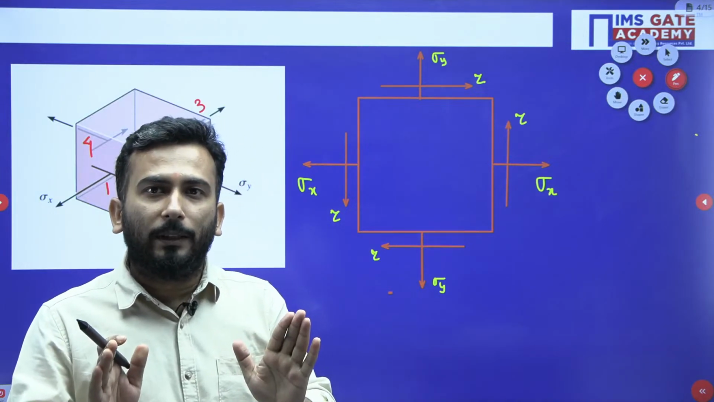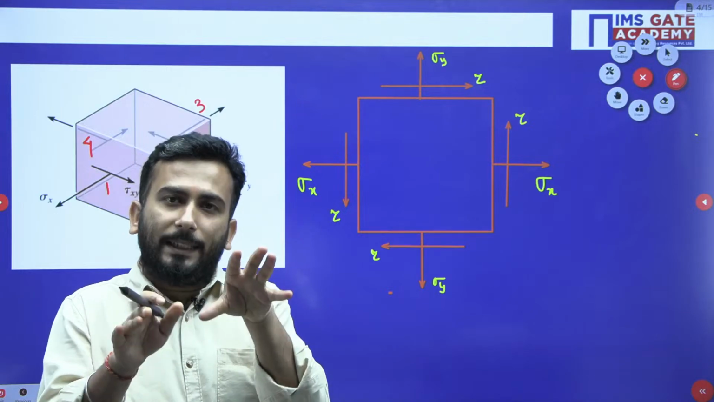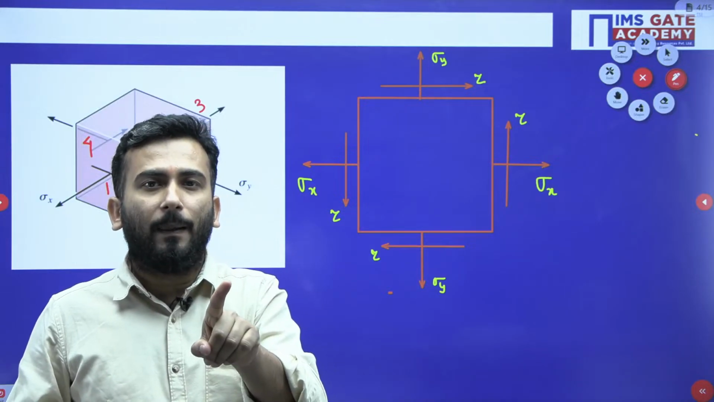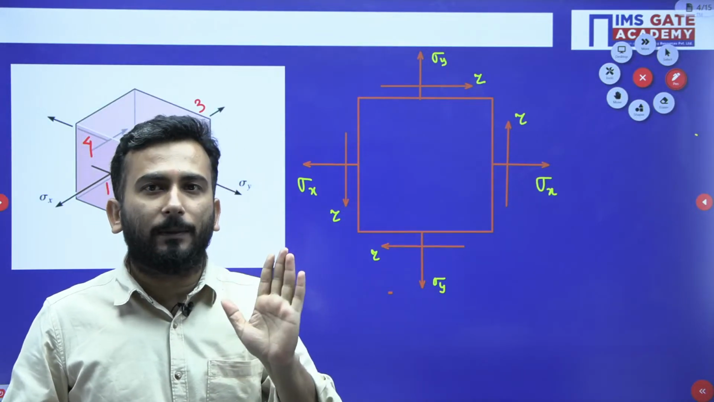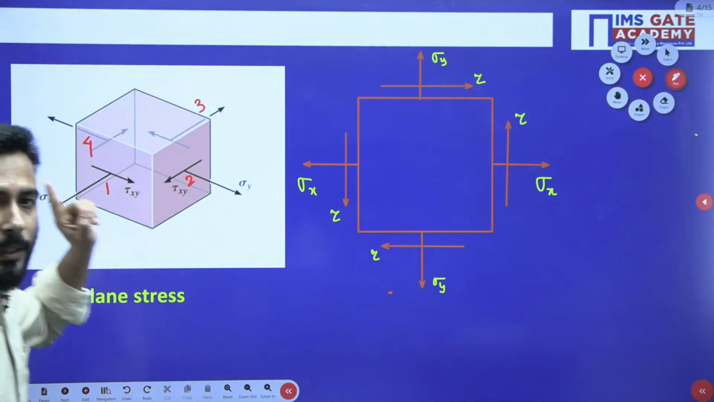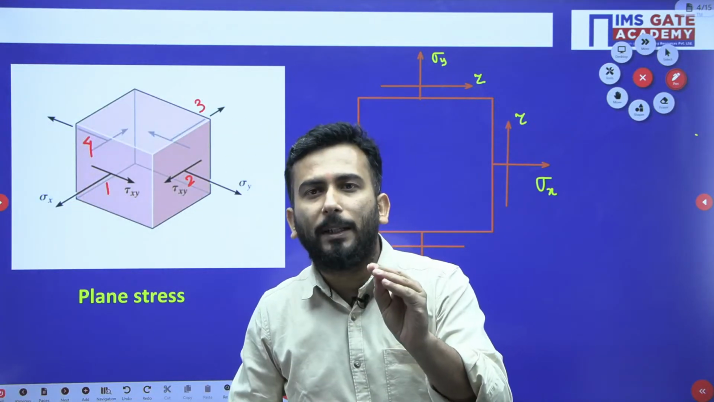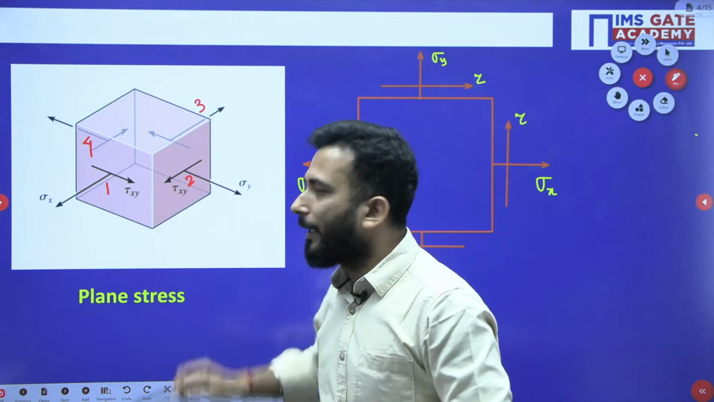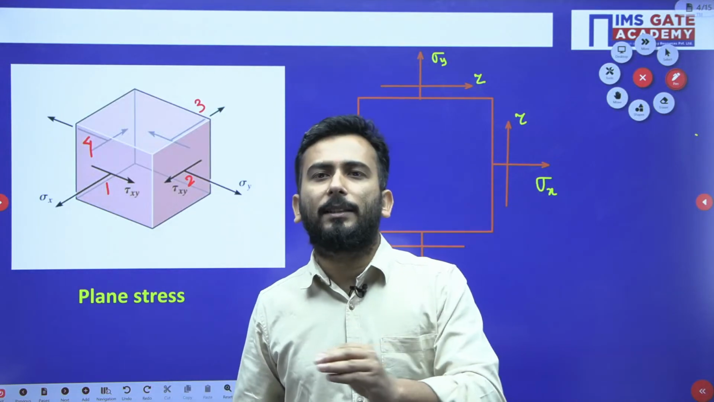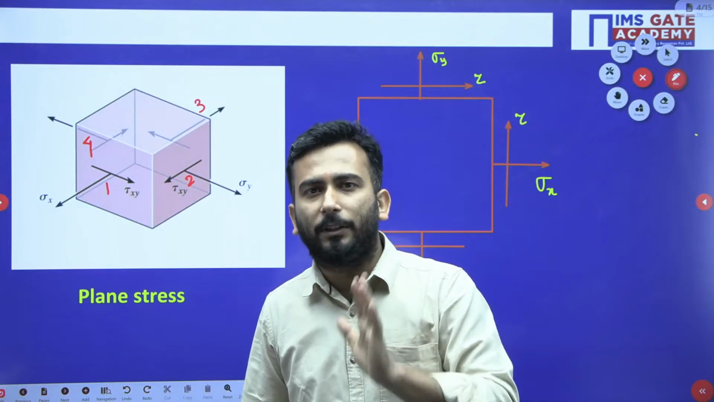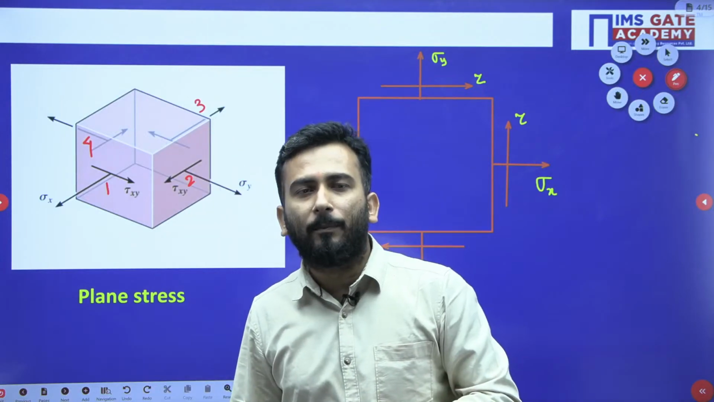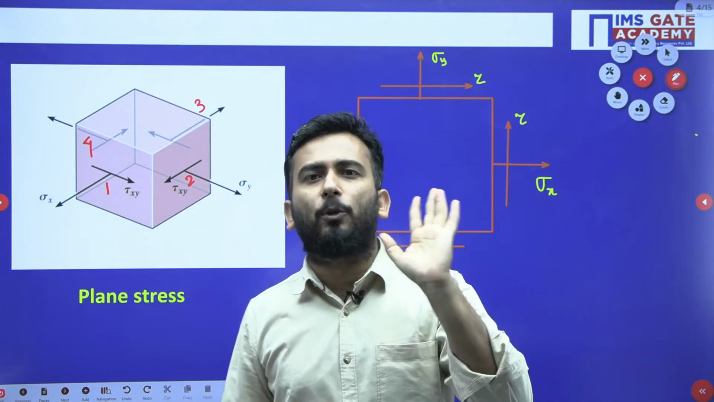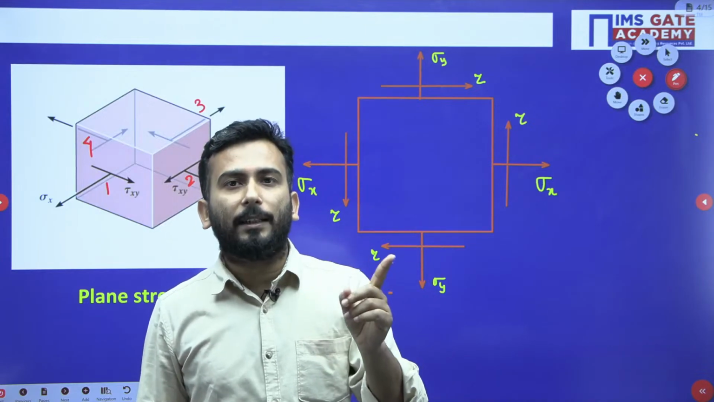If I ask you to find the stress on a single plane, on a single face, only one normal stress and one shear stress will be there. For example, see face number 1. How many stresses are you seeing? You will say, sir, 2 stresses, one normal, one shear. On face 2, again 2 stresses, one normal, one shear. On face 3, 2 stresses, and on face 4, 2 stresses. So on every face there will be 2 stresses in plane stress condition.